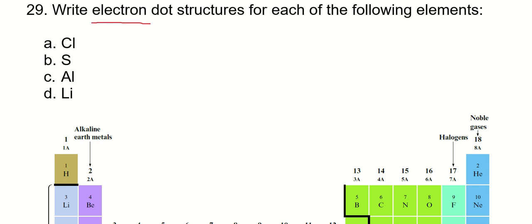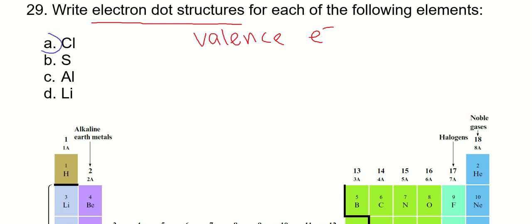Let's get right into electron dot structures. Why do we learn this? Because we don't really care about the core electrons. We want to show what is going on with those valence electrons, those electrons on the outer part of the atoms, because they're the ones that participate in chemical bonds.